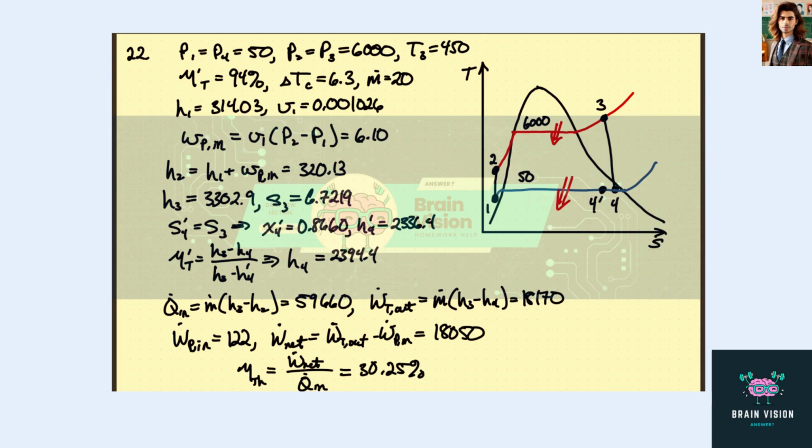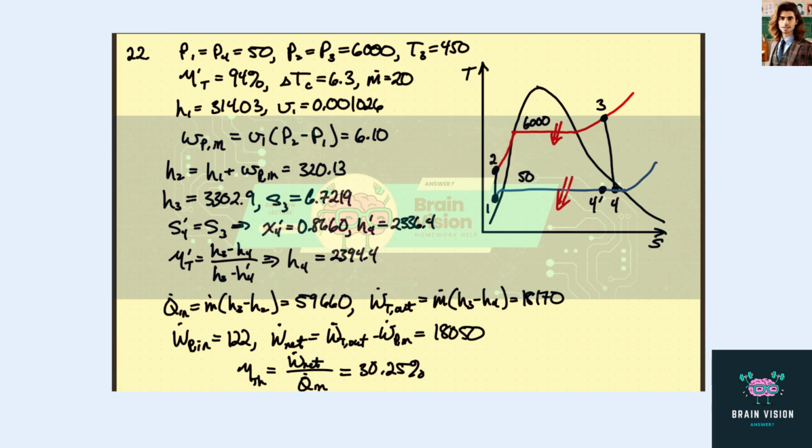So we have a quality of 86.6%, and H4 prime is 2,336.4. So that would be where we are here. Now we're actually here, so we know the efficiency of the turbine. That allows us to figure out what H4 is, and that is 2,394.4 kilojoules per kilogram.